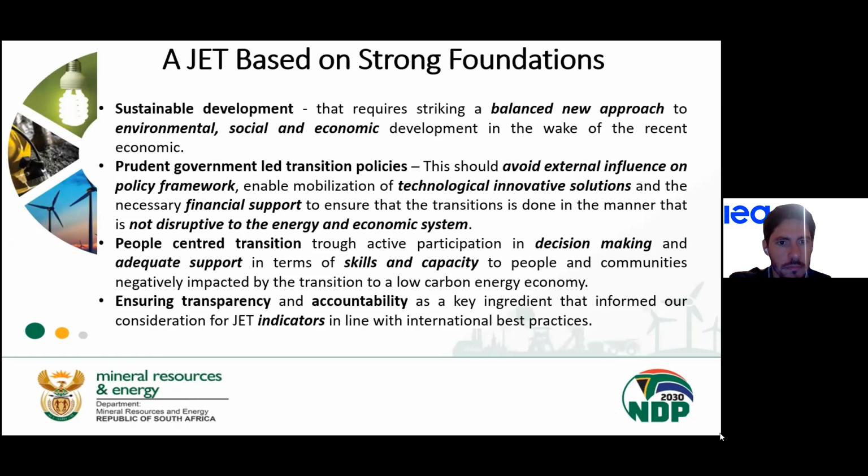So we are basing our approach, which is in line with what the country has adopted, on key pillars of energy transition, which is around sustainable development. Here we recognize that there has to be a balanced approach, or a new approach, that takes into account the environmental, social, and economic aspects as conditioned by the recent economic environment.